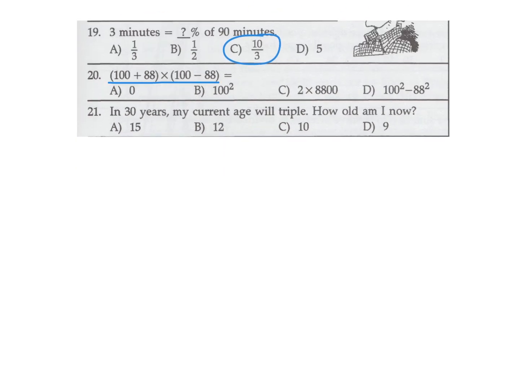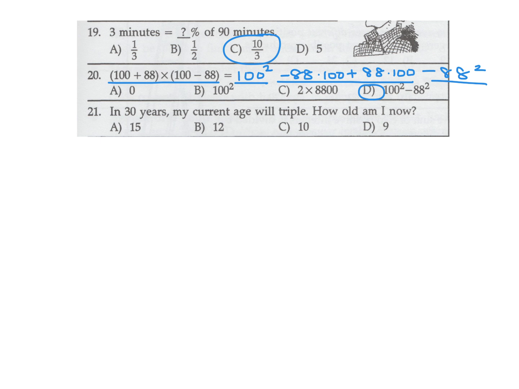Okay, so this one, well, the answer choices are kind of weird. So let's just do the FOIL on this. This would be 100 squared minus 88 times 100 plus 88 times 100 minus 88 squared. And then these two cancel, so that just leaves me with 100 squared minus 88 squared, which is exactly what D is. 20 is D.